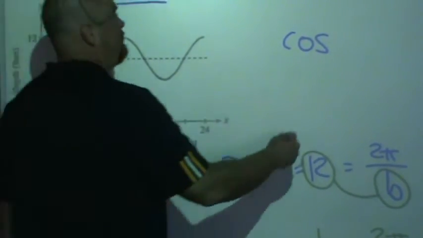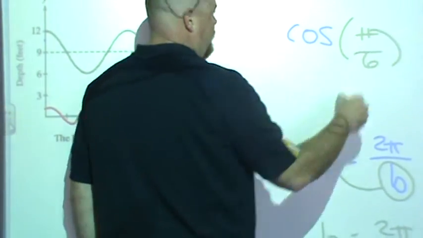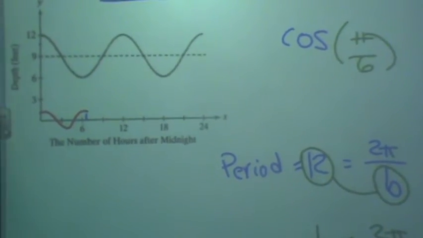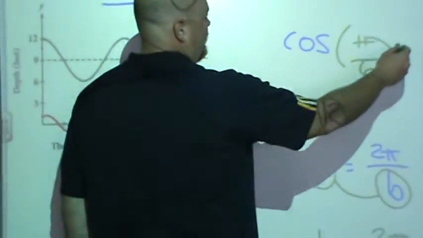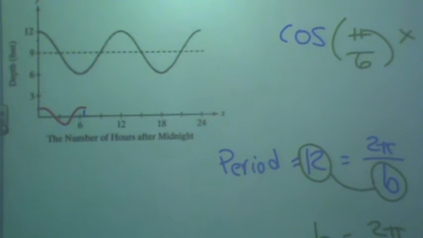All right? So we've got b. We've got pi, come on smartboard, oh god. That's a pi symbol. Pi over 6 with an x next to it. There we go. We're getting there.